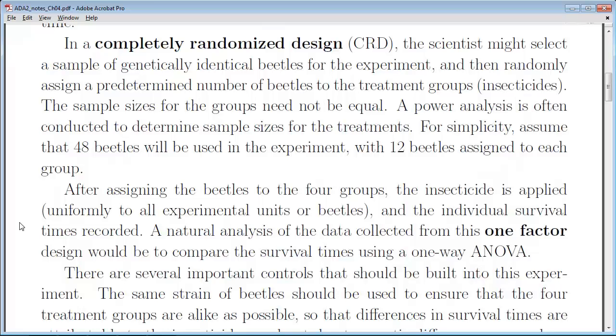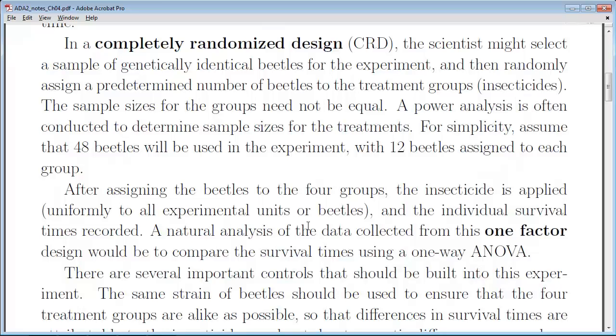So for simplicity, assume we've got 48 beetles, and we're going to assign 12 beetles to each treatment group for these different insecticides. After assigning the beetles to the 4 groups, the insecticide is applied uniformly to all experimental units. In this case, the experimental unit is a beetle. And then the individual survival time is recorded. So you powder them with the insecticide, you start the stopwatch, and then you poke them every once in a while to see if they poke back. And when they stop poking back, you record the time on your stopwatch.